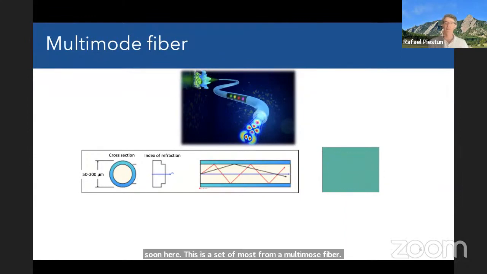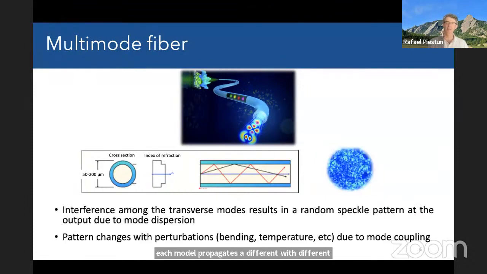What happens when all these modes are overlapped, because each mode propagates with a different phase velocity, is that one ends up with a speckle pattern at the end, if we, of course, use coherent light. So the interference of all these modes produces a speckle pattern. To make things worse, any perturbation is going to change these speckle patterns. Perturbations could be bending of the fiber, temperature changes, defects in the fiber, etc. And these changes can occur mostly because there is mode coupling.